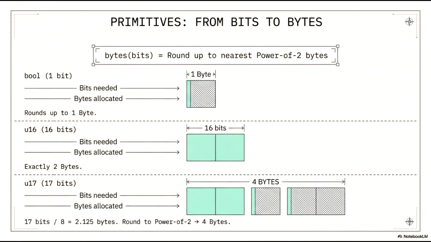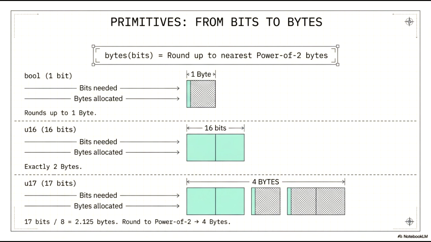Let's examine how primitive data types are mapped from their fundamental bit requirements to physical byte allocation in memory. The core logic we follow is defined at the top of the slide. The number of bits required by a primitive is converted to bytes and then rounded up to the nearest power of 2 bytes. To see this in practice, consider a Boolean. While a Boolean logically requires only 1 bit, it is rounded up and allocated a full single byte of memory.